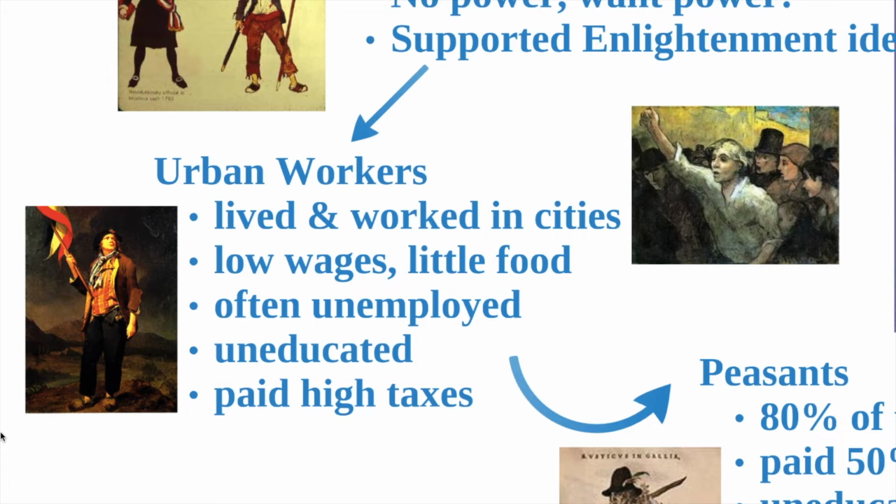So these are your desperate, poor people in the cities. They don't have anything, so they've got nothing to lose. So when the revolution turns violent, it's mostly being supported by this group of people.